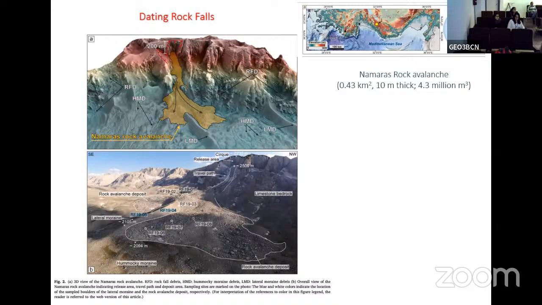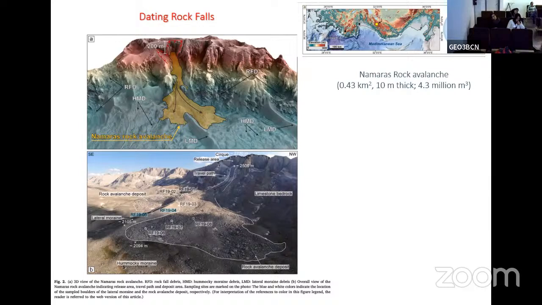I'll talk about another landform. This is a rockfall in the Taurus Mountains again. We are here. This is southern Turkey. So this is the Taurus Mountains here. It goes all the way to Iran and to Zagros. This is the alpine chain. This is mostly ophiolites and carbonates in composition.